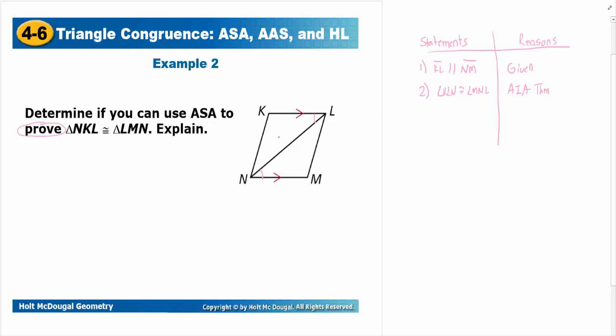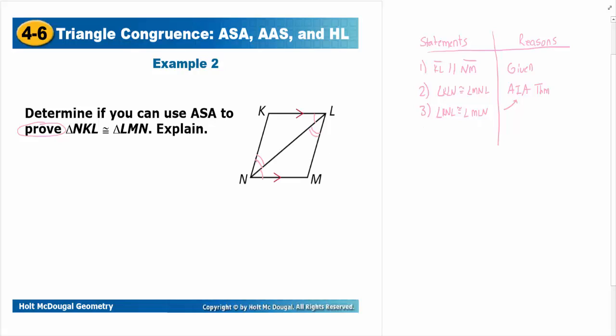Also, while I'm at it, I could see that I have an angle, and at the same time I can do these alternate interior angles. Why not? That's the same reason. So step 3, I'll say that angle KNL is congruent to angle MLN by the alternate interior angle theorem. So now I got those.